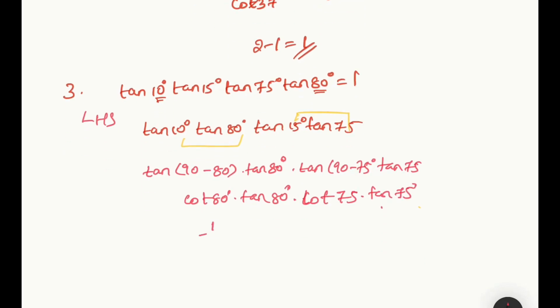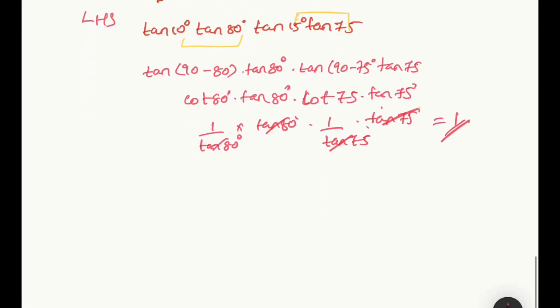What is cot 80? I can write it as 1 by tan 80 into tan 80. Then this can be written as 1 by tan 75 into tan 75. Cancel them. So you'll get 1 into 1 equal to 1. So this is how we solve this type of questions. Okay. Now coming to the fourth main.